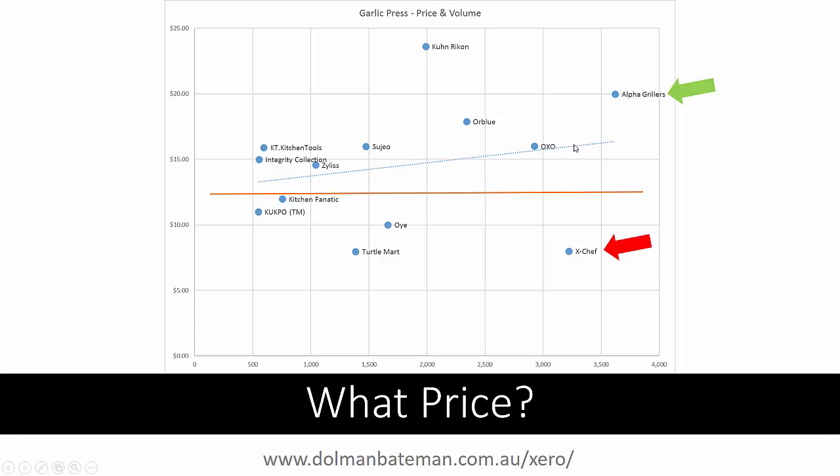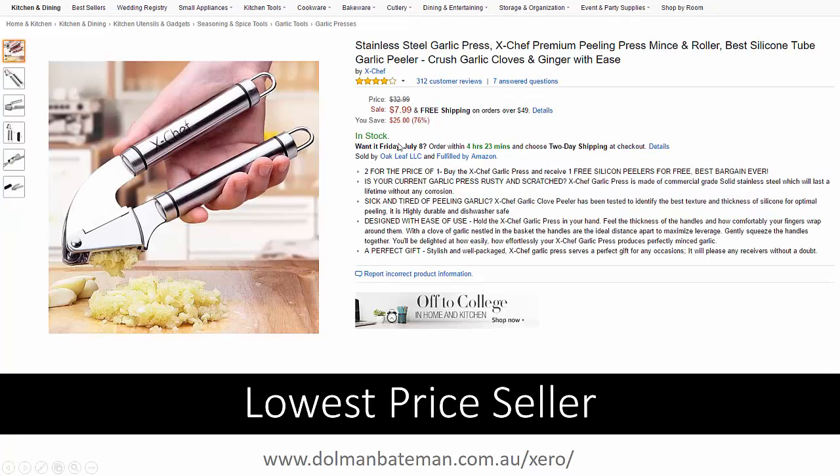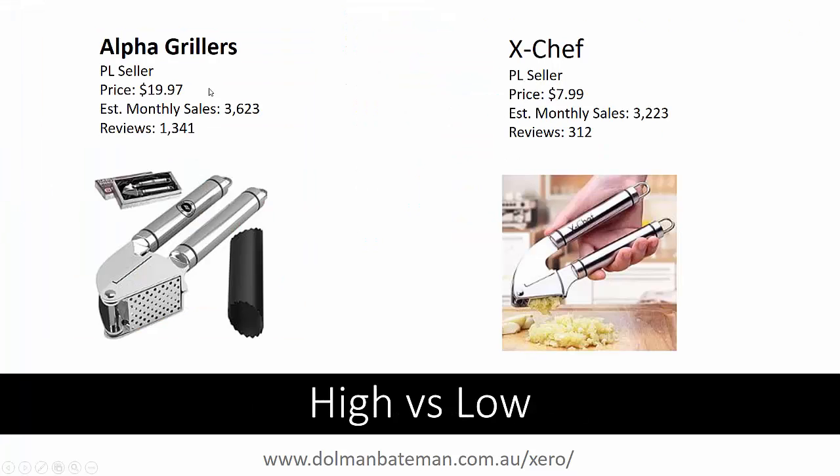So what we're going to look at is 2 products, Alpha Gorillas and X-Chef. They're the 2 highest selling products according to the Jungle Scout data. I went back a previous month, and they were still the highest selling products. The first one is Alpha Gorillas. It's a bestseller. It's got all the features, etc. The next one we're looking at is X-Chef. Again, it's got all the same type of features. We'll go into those a bit more in detail, but let's just have a look at what they are.